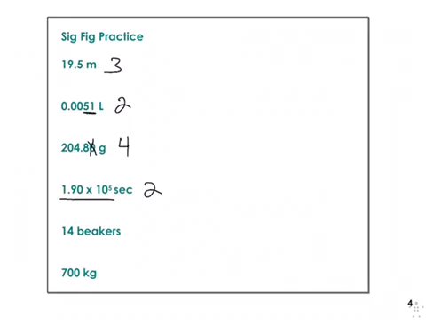14 beakers. 0. In items that are counted and not measured, you cannot have significant figures. Okay? So if it's just a random object as the unit, it cannot have significant figures. I know there's one in the assignment that pulls that on you too. Okay? It can only be a measured value. And then lastly, 700 kilograms. Just 1. How about now? 3.